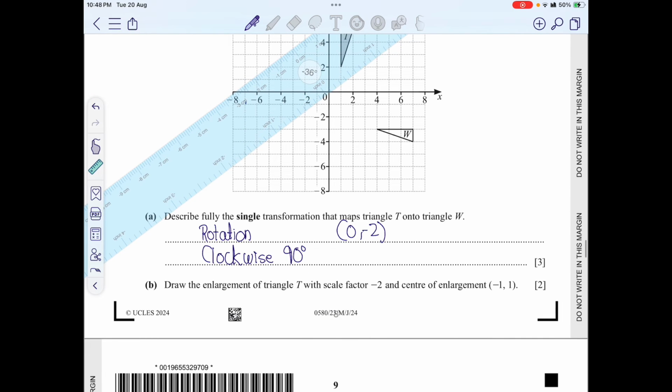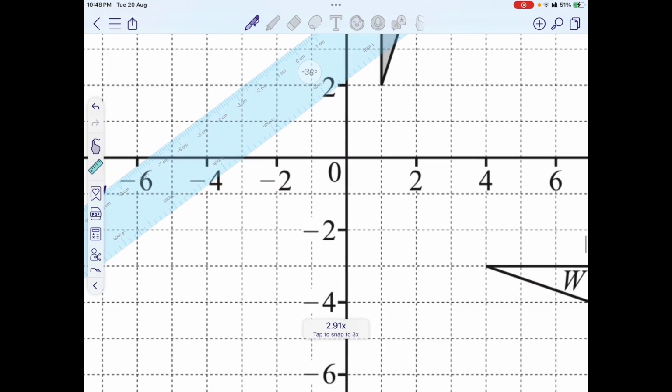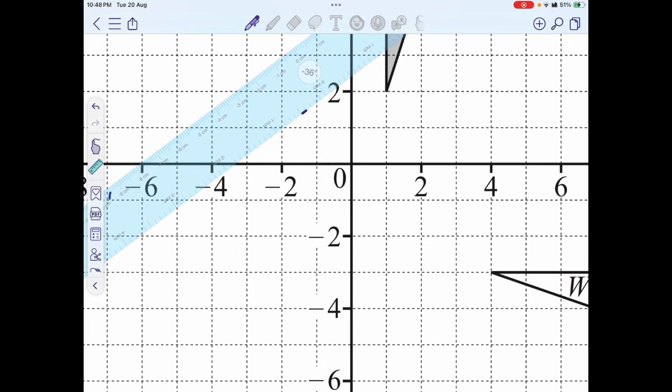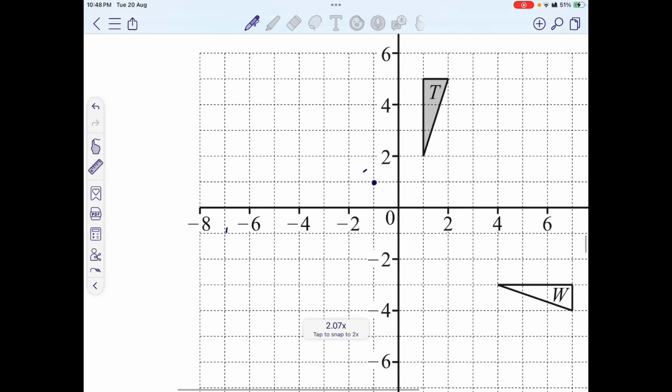Next up, it says to draw the enlargement of triangle T with scale factor -2 and center of enlargement (-1, 1). First of all, mark the center of enlargement. It's (-1, 1), -1 of x and 1 of y. It's here. I don't need the ruler anymore. Now I need the scale factor, which is -2. For example, for this point, I have to move 2 to the right and 1 up. So I would go 4, because the scale factor is 2, and down in the opposite direction because it's -2.